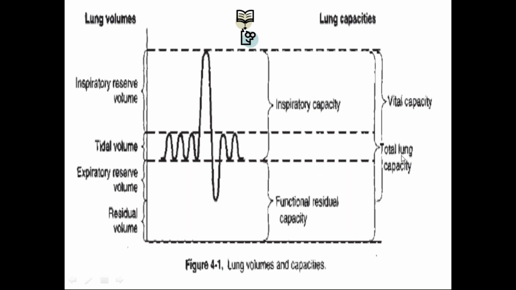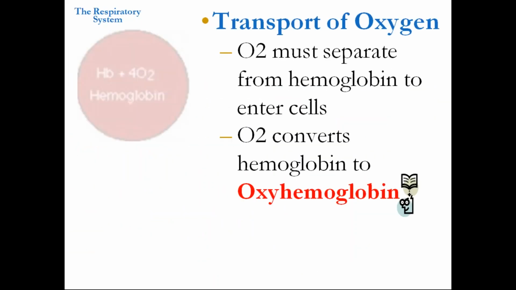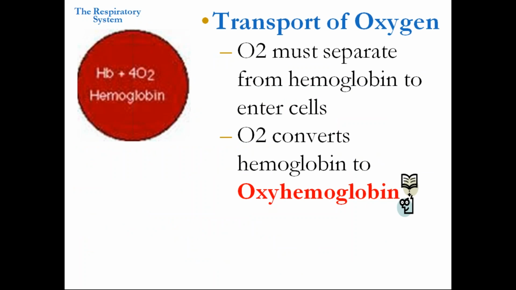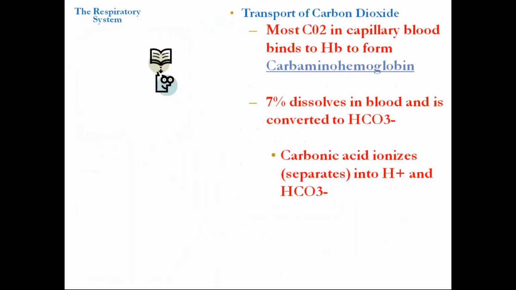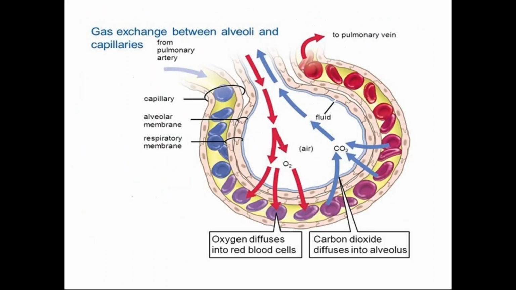And what is the total lung capacity? It is everything, the 4 of them. All right, so that is about what I want to say. One thing, hemoglobin plus oxygen. We have the carbaminohemoglobin, which is the carbon dioxide with the what? With the hemoglobin.